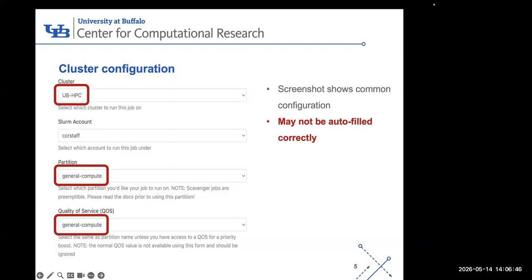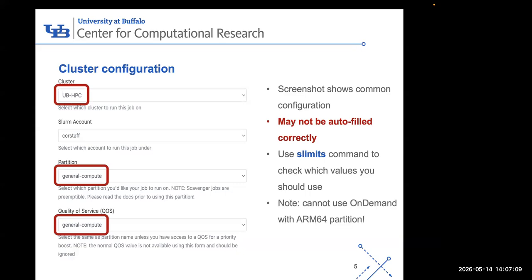They'll be the same. These options might not be autofilled correctly, so I always check to make sure that these options are correct. Maybe that'll be fixed in the near future, but for the time being, you'll want to double check these. You can use the slimits command in a terminal session to see what actual options you have available to your account. And then when you're selecting these options, you won't be able to use ARM64 sessions. It's just based on how on-demand is built and what it supports. So you'll only be able to use the AMD64, the general compute partition.